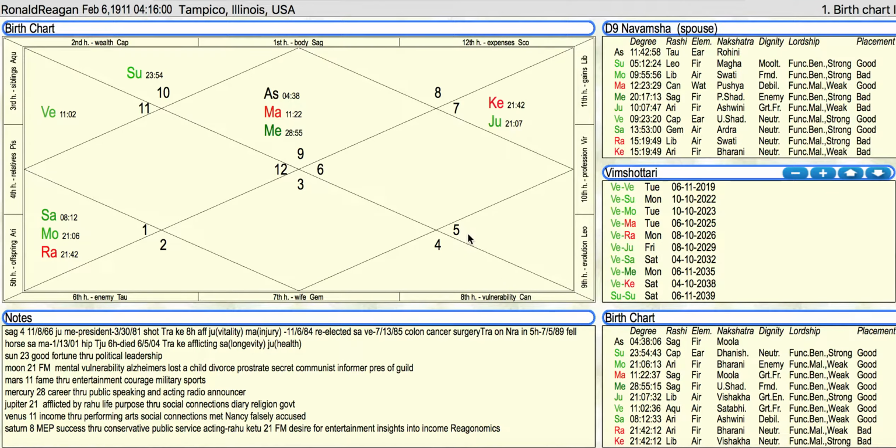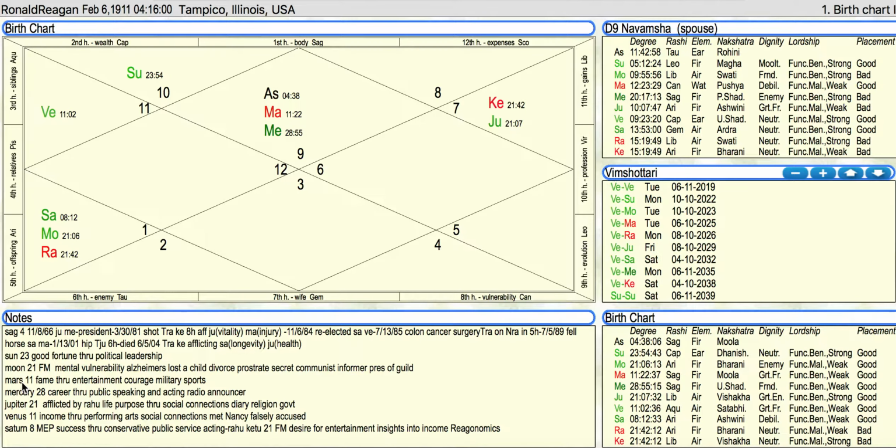This is also the house of prostate issues. So he did have some prostate issues. This is the house of secrets. When he was president of the Actors Guild, he was the informer for any communists in Hollywood. And in fact, we'll talk a little bit about that later.